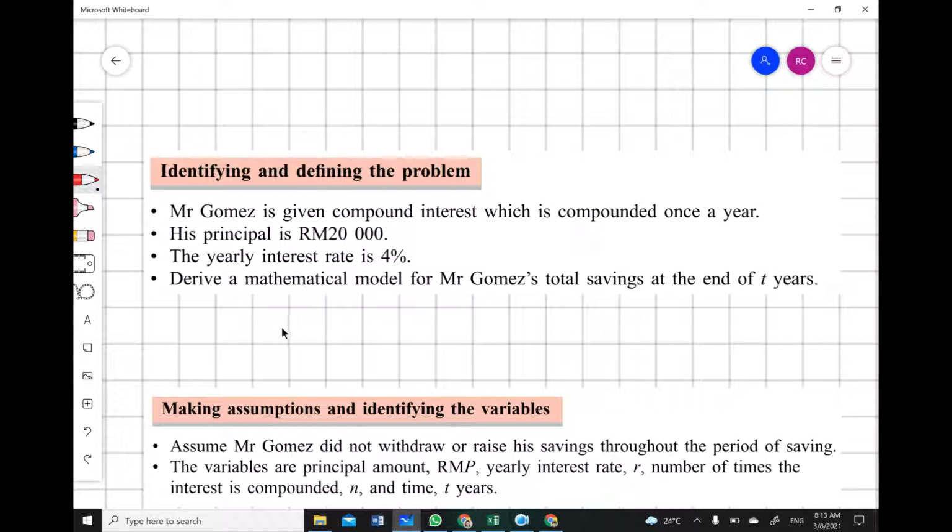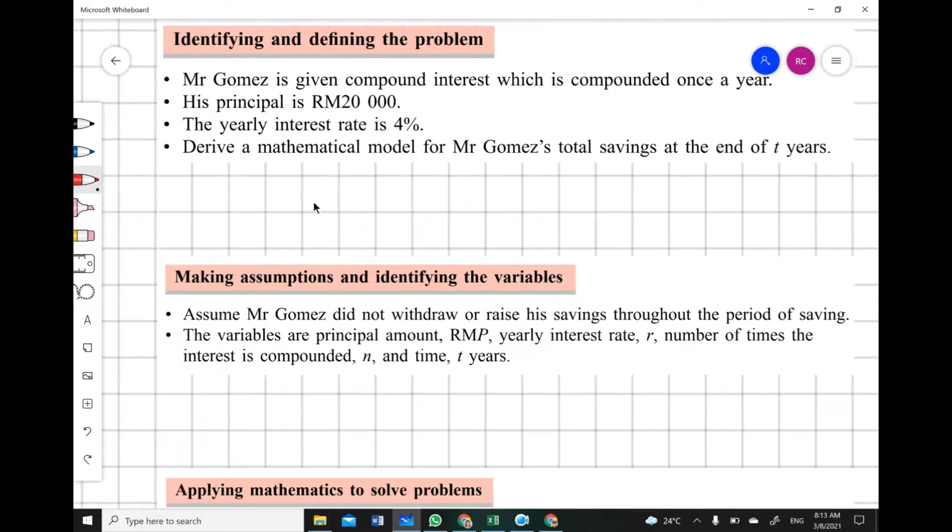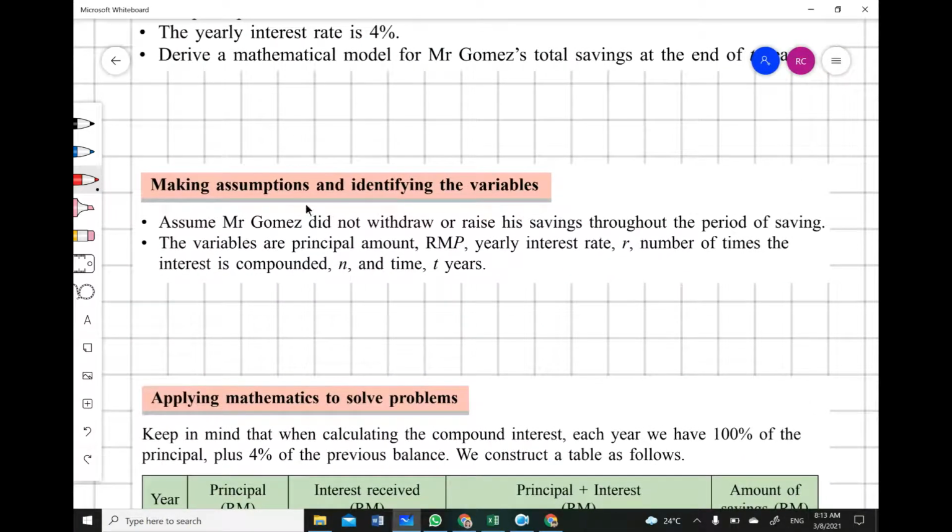Okay, after that, making assumption and identifying the variable. So this is the second one. Okay, this part, the making assumption and identifying the variable, not much of the variable, so they just combine both of it together. When it involves a lot of variables, you are going to separate these two. So making assumption, assume Mr. Gomez did not withdraw or raise his savings throughout the period of saving. If he withdraws, then the calculation will be mixed up already. You won't be able to get the correct answer. So you got to assume he did not withdraw or increase his savings throughout the period.